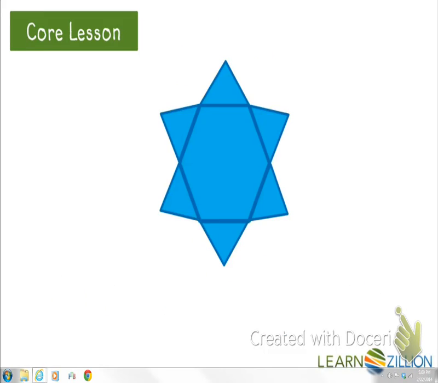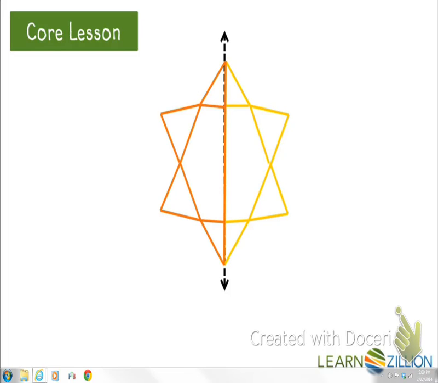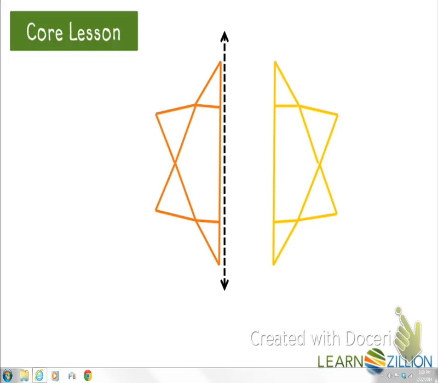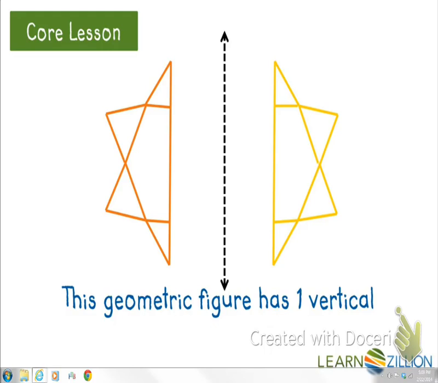Let's see if this geometric figure has a vertical, which means going up and down, line of symmetry. So we're going to make two parts, and when we separate them, we have two matching parts. So this geometric figure has one vertical line of symmetry.